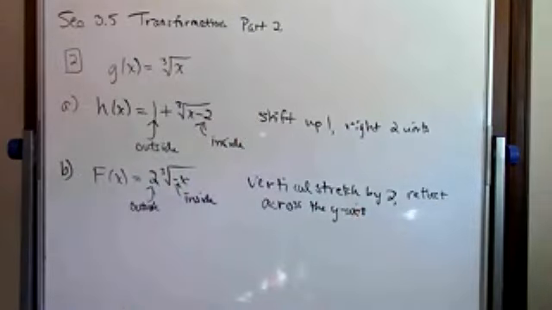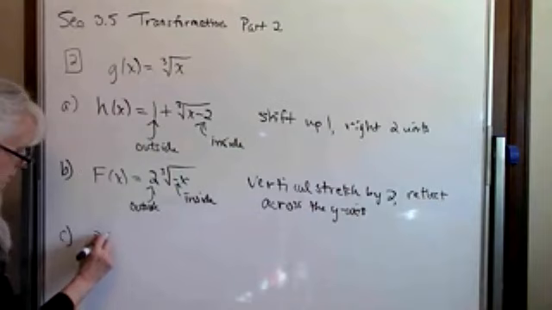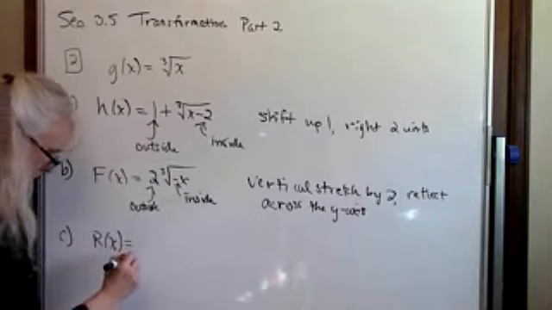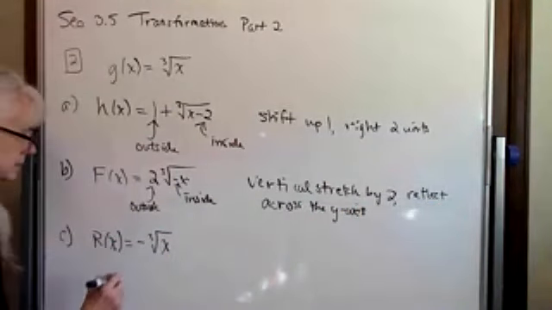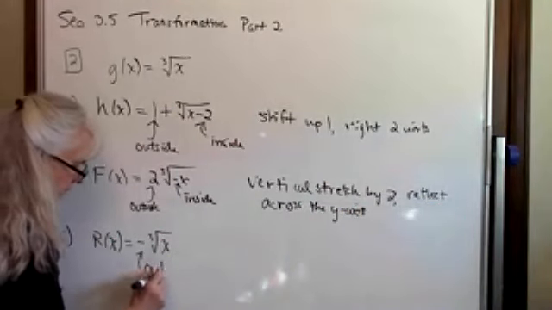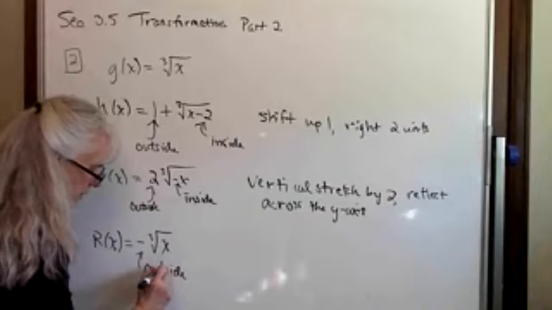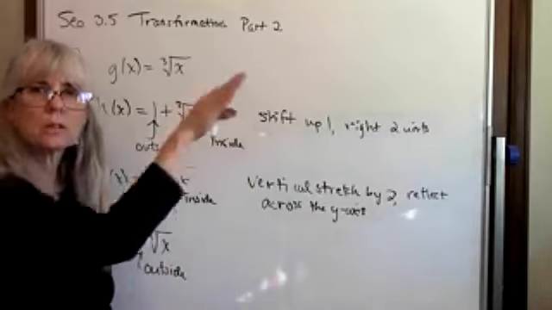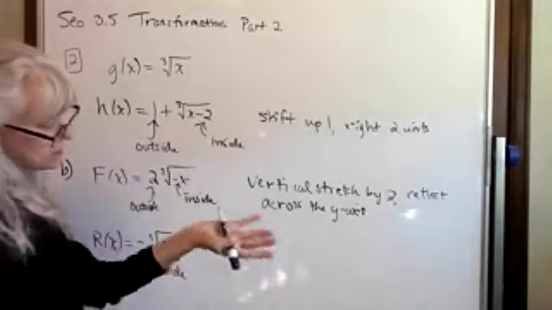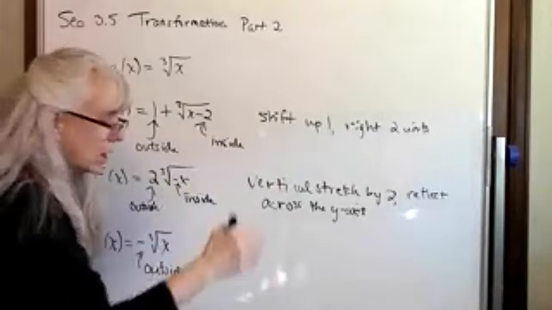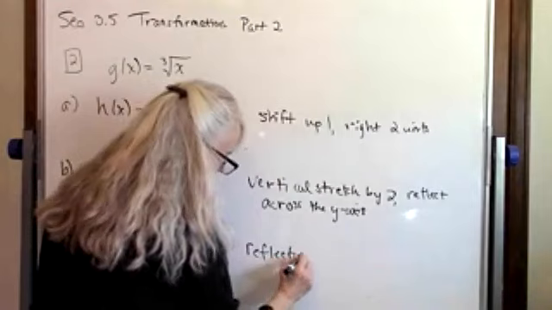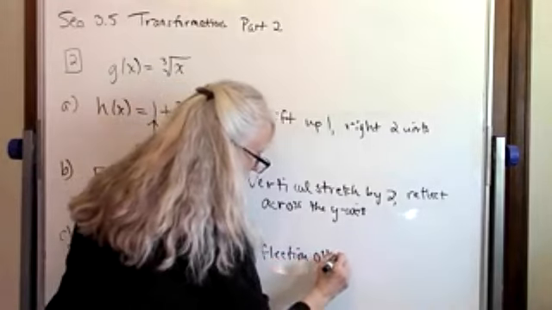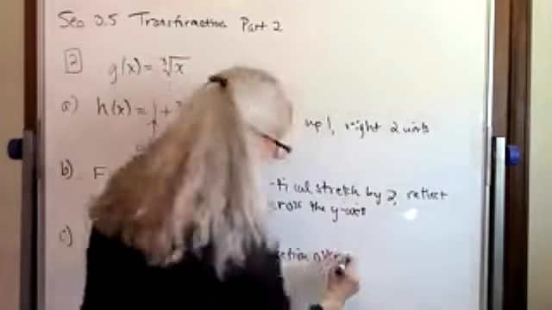And then finally, part C, we have r of x equal to a negative cube root of x. This negative is outside, and it's the only thing happening this time. We know that anything that is outside changes things in the y direction. So positive y's would become negative and negative y's would become positive. That's a reflection, and if I'm going this way, it's over the x-axis.